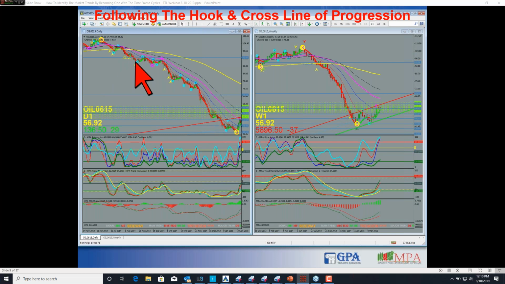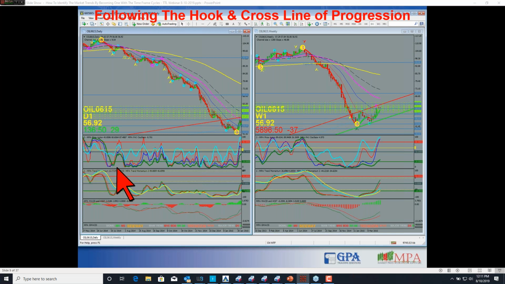And we knew it was going to keep stair stepping lower because our monthly had a hook and a cross, which meant our weekly was going to go to oversold. And this is the process here. The monthly had a hook and a cross down. The weekly ended up going down and slingshotting several times. So the monthly took multiple months to cycle. But we knew well in advance when it first hooked, the daily was going to give us day after day after day.